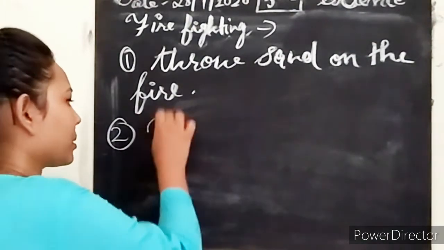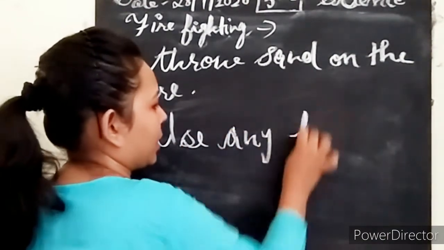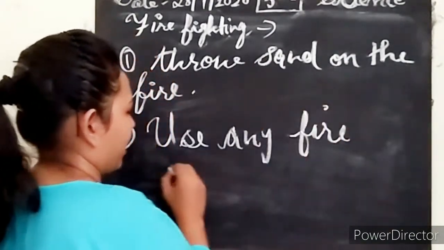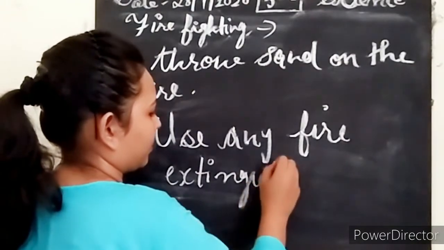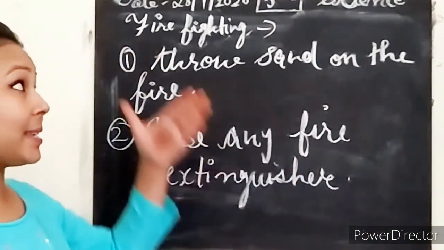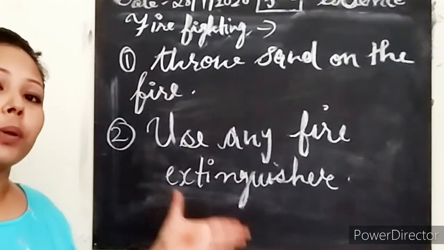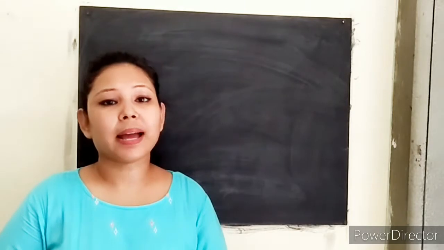And use any fire extinguisher. Okay, so students, these are the things that we should do in the case of firefighting. Clear? Next, first aid for animal bites.